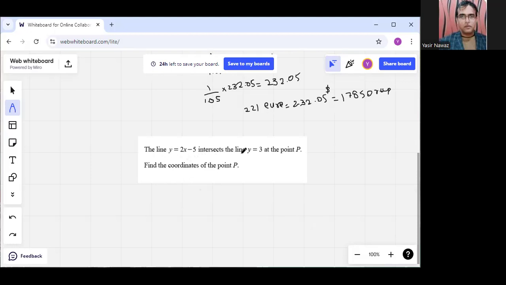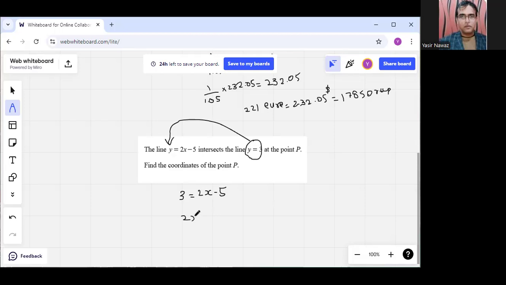And this line intersects another line. So y is equal to 3 is another line. y is equal to 3 is a horizontal line. It says find the coordinates of the point P. So I will use y is equal to 3 here and find the value of x. So y will be replaced with 3, the rest of the things would be the same. 3 is equal to 2x minus 5.